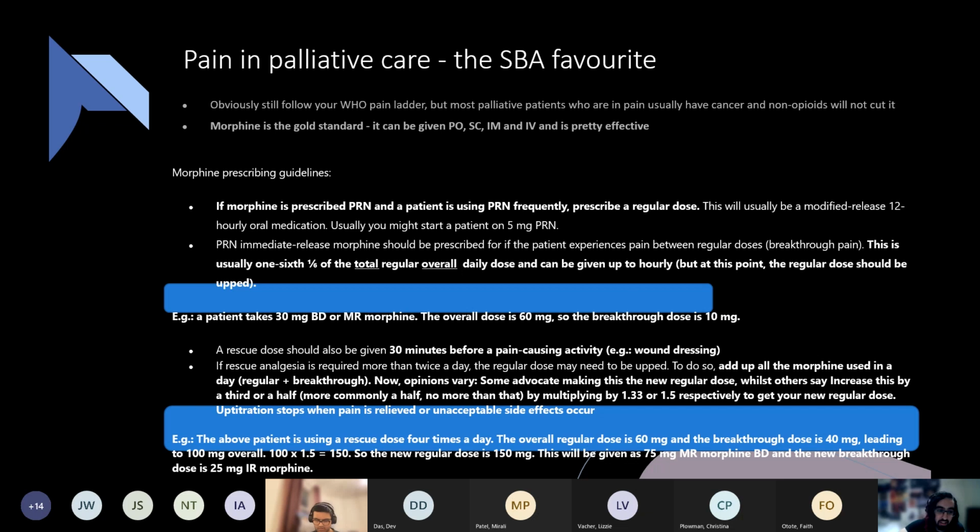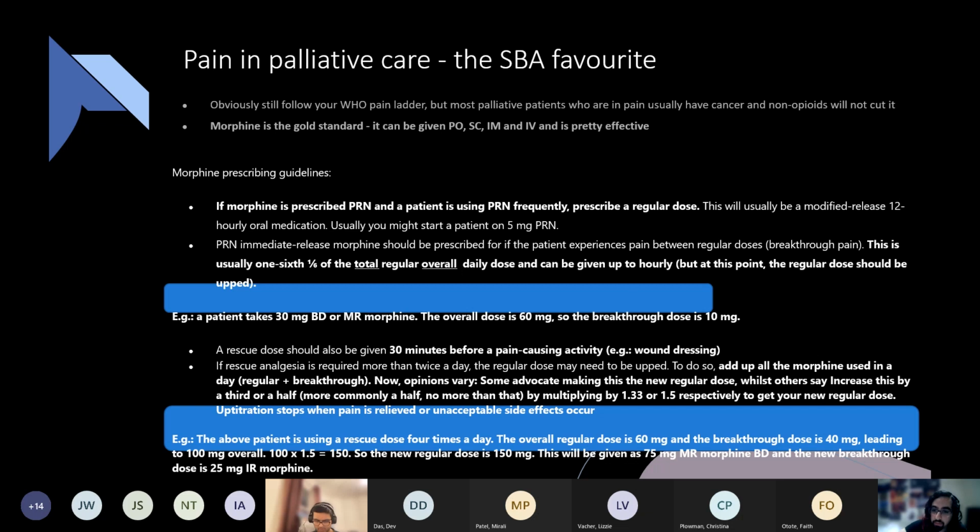So if the patient's taking 60 milligrams BD, then that's 10 milligrams on the PRN chart, which the patient can take anytime they are feeling pain in between their regular doses. They can take this up to 1 hour, but if it's reached that point, they really should have their regular dose upped. So that's what that was supposed to be in the blue box. It's formatted weird. Our apologies, and that's what we said. So the overall dose is 60 milligrams, so the breakthrough is 10.